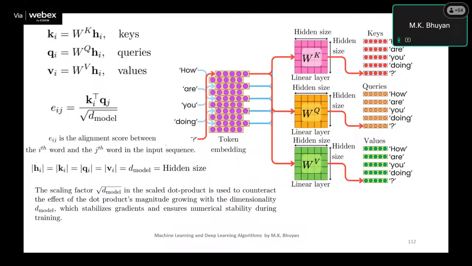And we are finding the alignment score. Alignment score e_ij is the alignment score between the ith word and the jth word. So that means I am finding the relationship between the ith word and the jth word, whether they are related or not. If the probability value is very high, suppose 0.9, I can say there is a relationship between the ith word and the jth word of the input sequence. If the probability value is very less, suppose 0.1, I can say there is a very less relationship between the ith word and the jth word in the sequence. So that is the meaning of the alignment score.